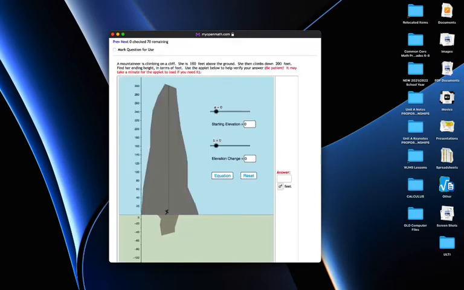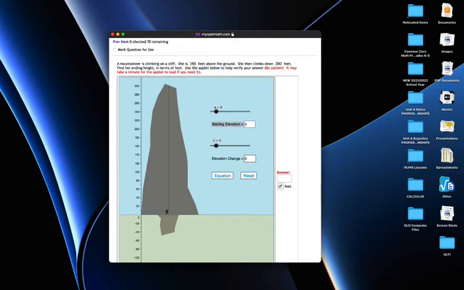In this problem, it states that a mountaineer is climbing on a cliff. She is 160 feet above the ground. So that would mean the starting elevation right here would be 160 feet. She then climbs down 200 feet, so that would mean that the elevation change would be -200. If she was climbing up, the change would be positive. So we input those values or use the sliders to get where we want to be.